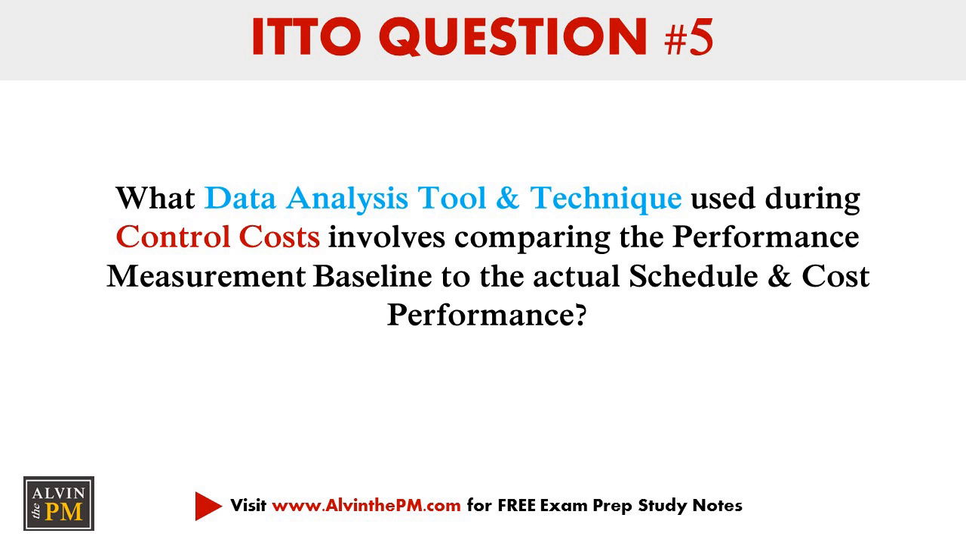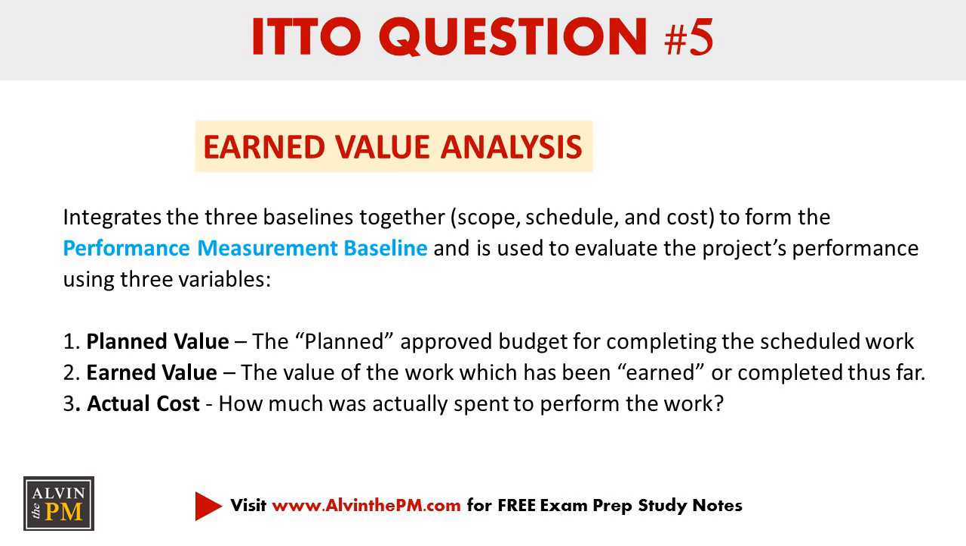Question 5. What data analysis tool and technique used during control costs involves comparing the performance measurement baseline to the actual schedule and cost performance? The correct answer is earned value analysis, which evaluates your project's performance by calculating 3 different variables for your project schedule and cost. Make sure you understand the 3 different variables for planned value, earned value, and actual cost, and how to interpret the results using each formula. This will show up on your exam, so make sure you spend some time understanding these different variables.